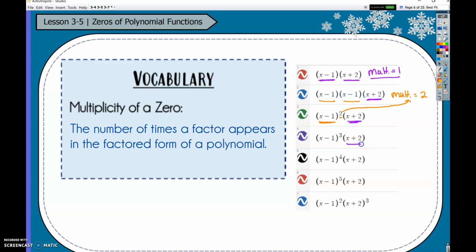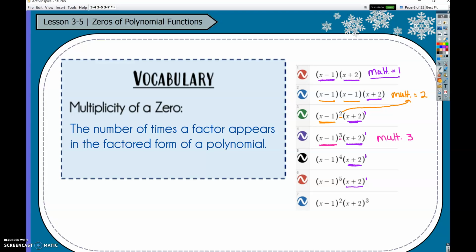Now I'm going to go down here just for time purposes. Each of these x plus 2's, all these powers out here are just 1. It only occurs one time. We don't have to write that power of 1. So every time you see purple, we're going to assume that that's still a multiplicity of 1. The factor x plus 2 occurs only one time, so we'd say that the 0 has a multiplicity of 1. Now if we look at this factor, I've upped the ante. We have x minus 1 to the third. There we would say the multiplicity of that 0 is 3.